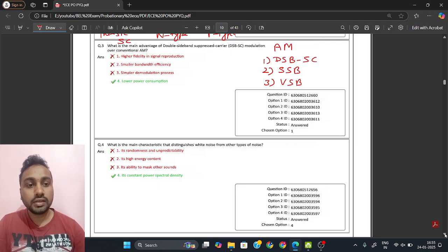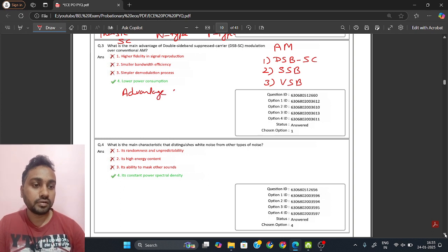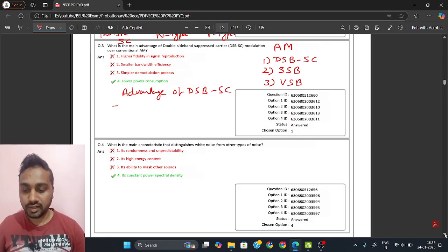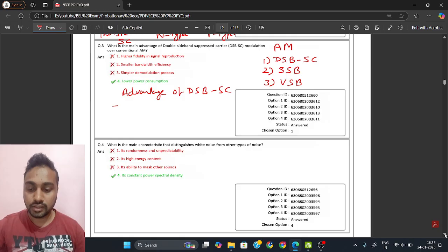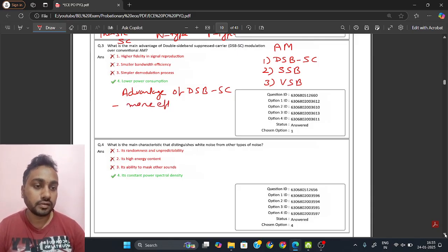So if you see some main advantages of DSB-SC, first of all, it provides more efficiency.